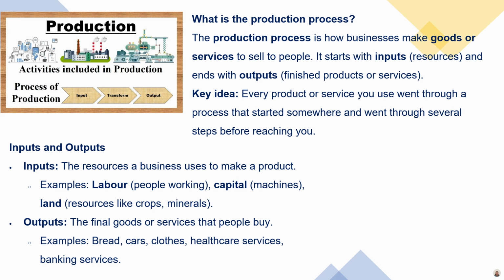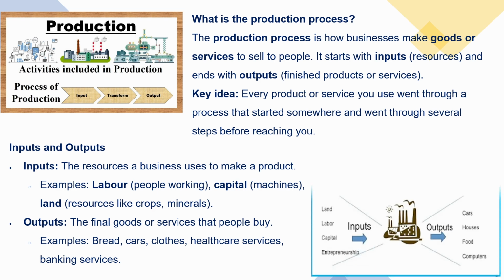So our outputs would be the final products that we're going to purchase, or it could be a service as well. So it could be, for example, breads, cars, clothing, or health service, or banking service, or it could be a computer that you're going to purchase, or if the service would be computer technicians.